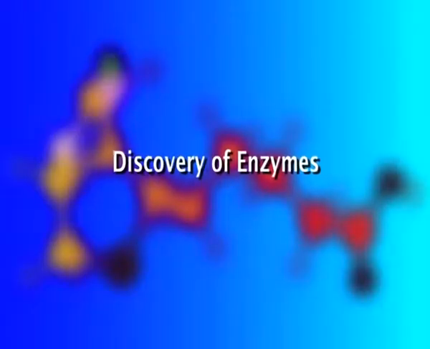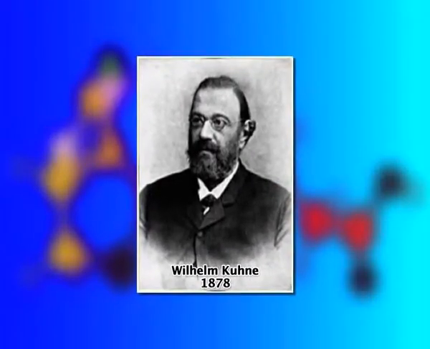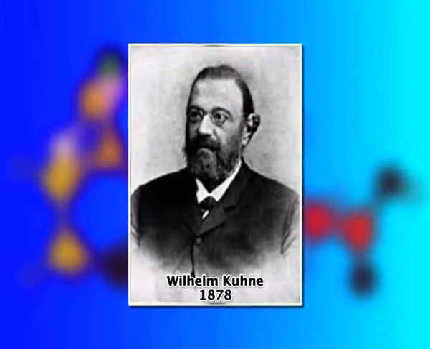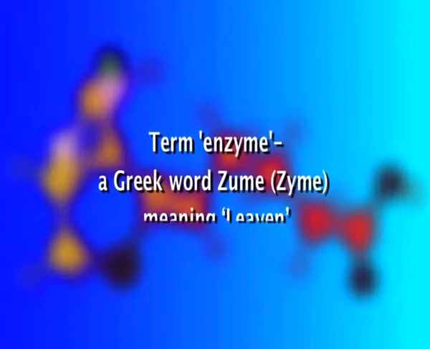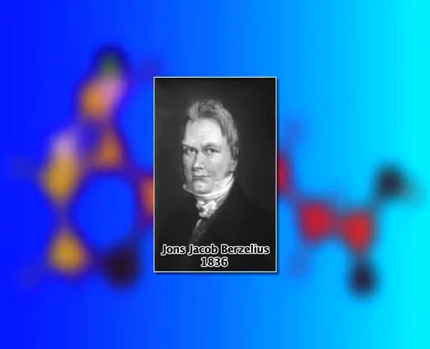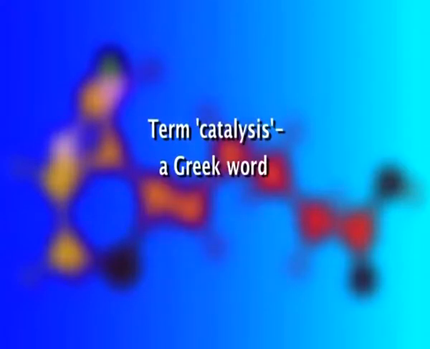The discovery of enzymes can be traced back to the 19th century. The term enzyme was introduced by Kühne in 1878. It is taken from the Greek word zyme, meaning leaven. Enzymes are the principles found in leaven. The first observation was carried out on vegetable and animal cell-free extracts. Berzelius in 1836 coined the term catalysis, which in Greek means to dissolve.